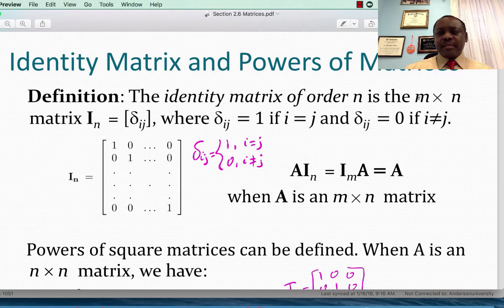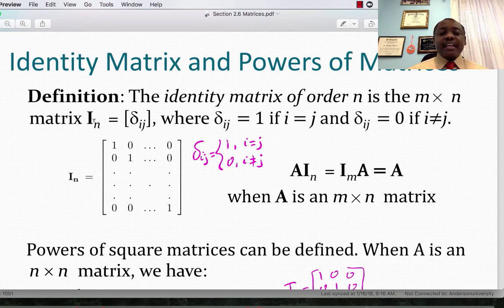Identity matrices and powers of matrices. Definition. The identity matrix of order n is the n by n matrix. Sorry, again, a little error by the textbook. It shouldn't be m by n, it is n by n, and that is why we call it of order n. The identity matrix is a square matrix, so we represent it by In. We don't say I n by m because it's always n by n, so we just say In.